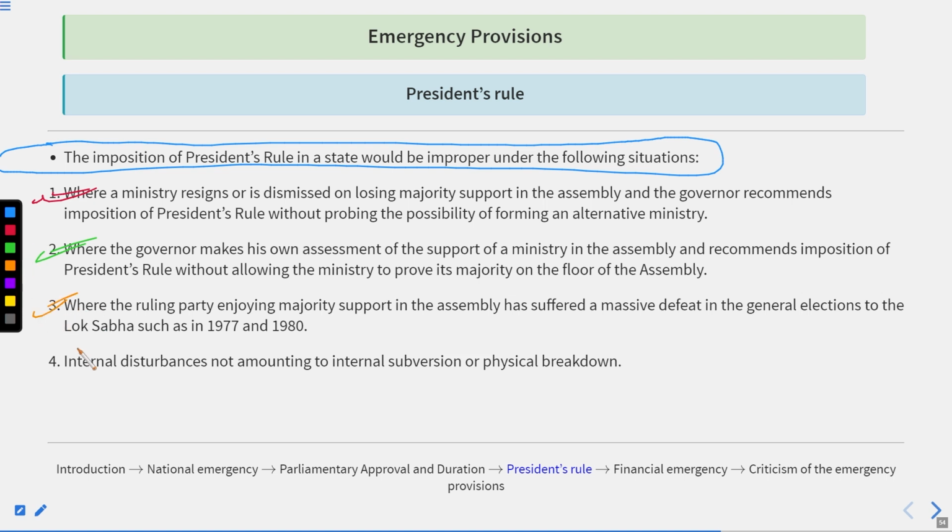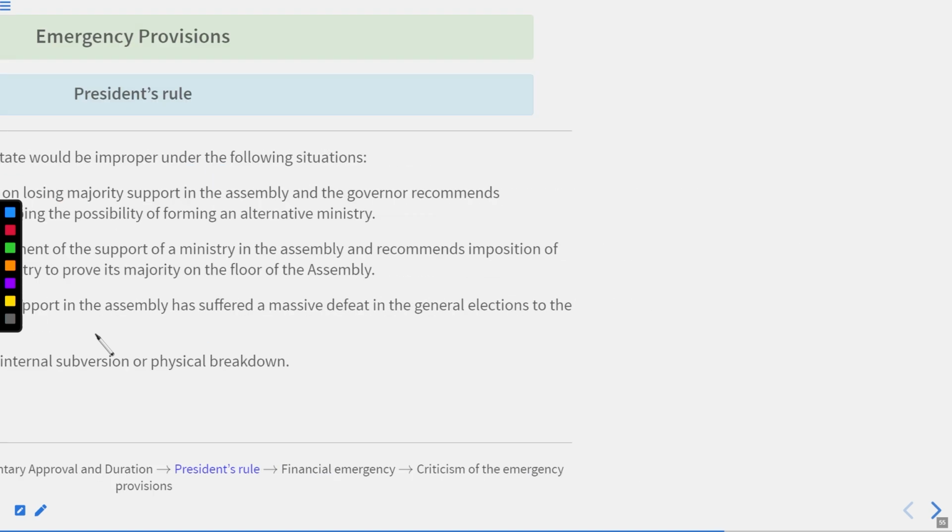Where the ruling party enjoying majority support in the assembly suffered a massive defeat in the general elections to the Lok Sabha, such as in 1977 and 1980. The internal disturbances not amounting to internal subversion or physical breakdown. So these things were observed during the judicial review and all.